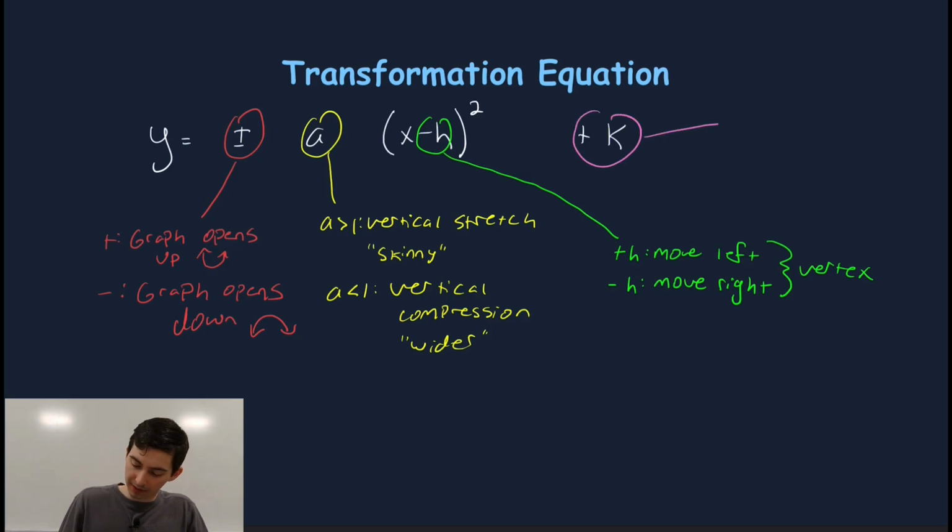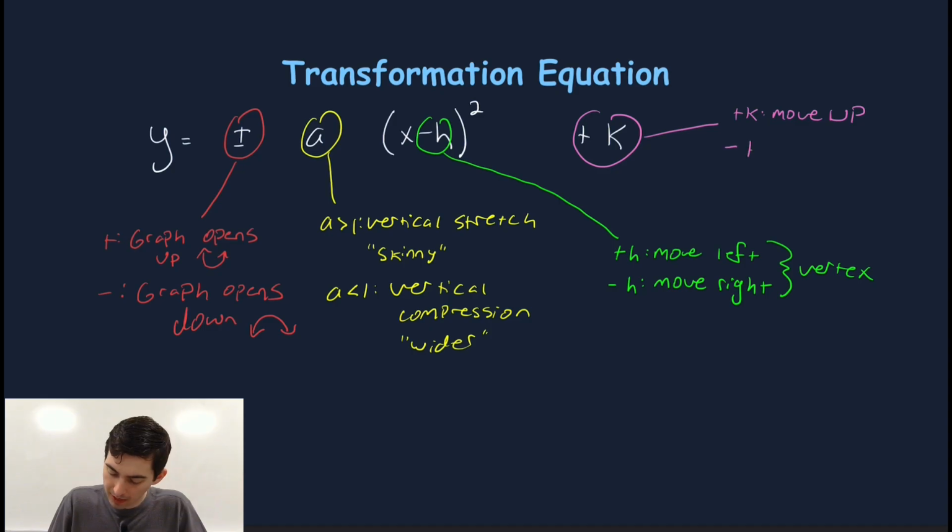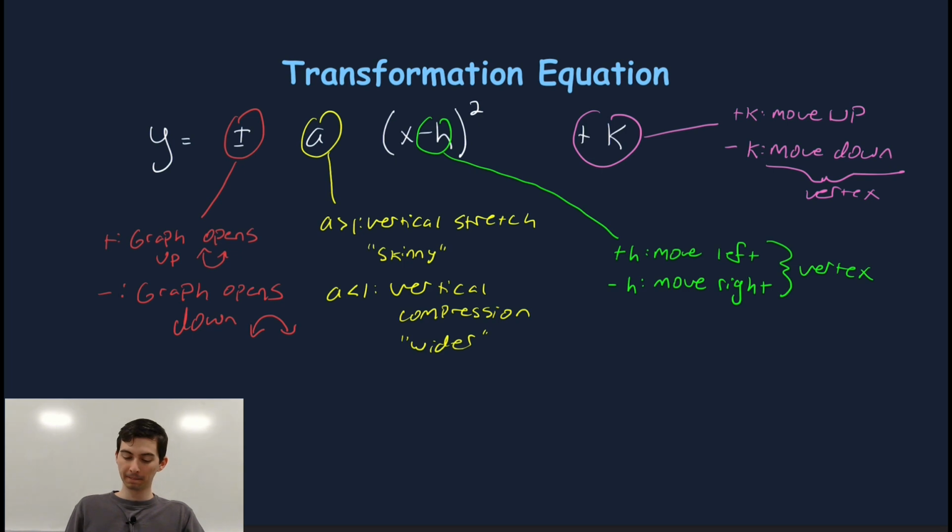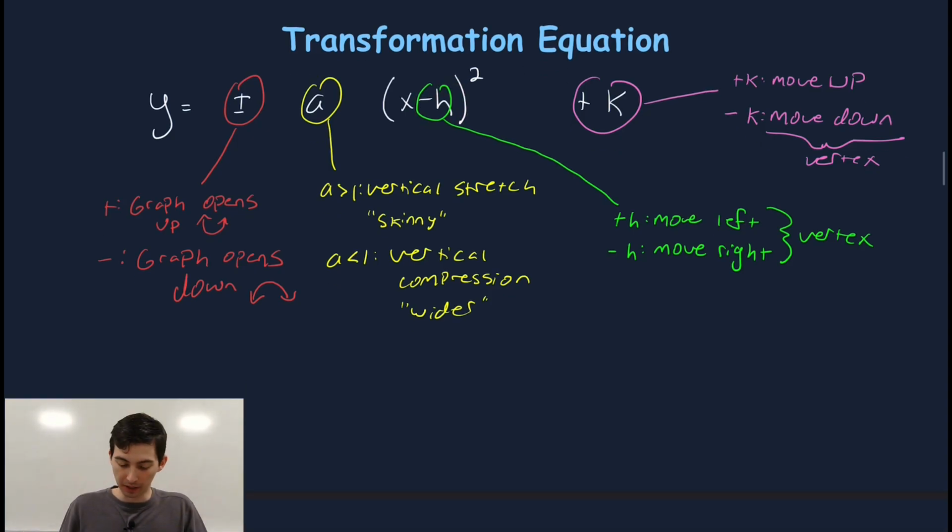And the last thing I have is this k. K tells us how far up or down we're moving, and it stays true to whatever the sign is. So if we have a plus k, we're going to move up. And a negative k, we're going to move down. And again, this is for our vertex we're talking about moving. So this is our transformation equation, which is the exact same as our vertex form. And it's called vertex form because with our h and k values, it's very easy to identify where the vertex is. So once we have that vertex, we can find all the other key attributes that we're talking about.